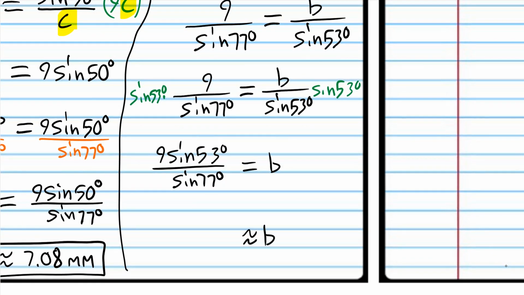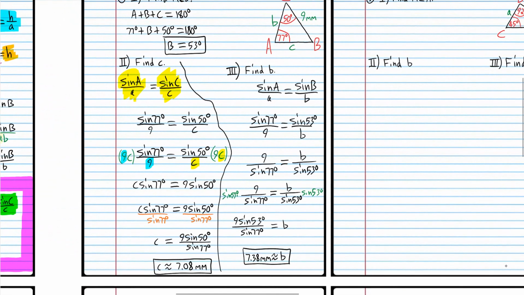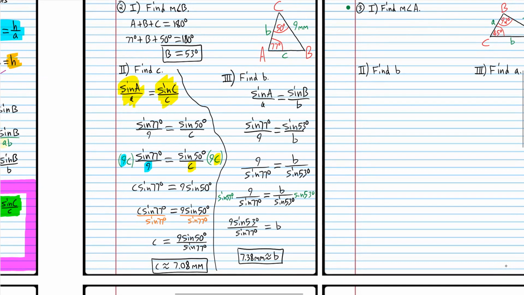So now, again, I'm going to use a graphing calculator. 9 times sine 53, enter, divided by sine 77, enter, and we get 7.38. And the units are millimeters. Don't forget your units. It's very common for students to forget their units when they're doing these problems. So we found the two missing side lengths and the one missing angle measure. So we solved the triangle.